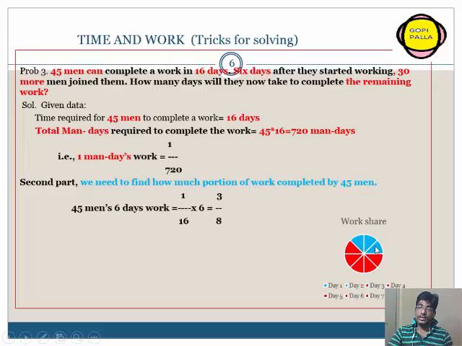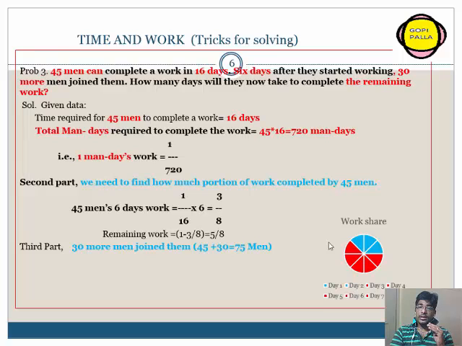So out of it has been divided into 8 parts, and 3 parts have been completed, and the remaining 5 parts are left over. So the leftover remaining work is equal to 5 by 8. Otherwise, we can subtract 1 minus 3 by 8. It is also equal to 5 by 8.